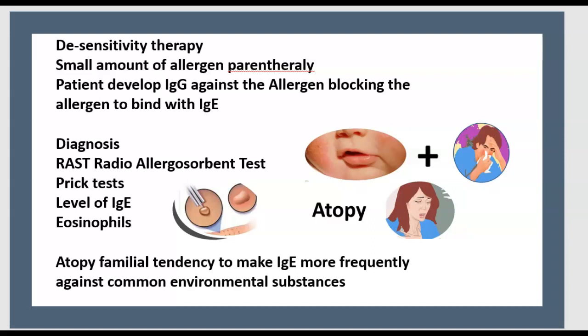The diagnostic is made by RAST, radioallergosorbent test, and prick test. This is the puncture of prick test in the skin. We can measure the level of immunoglobulin E and the count of eosinophil. As a conclusion, atopy is a familial tendency to make IgE more frequently against common environmental substances.